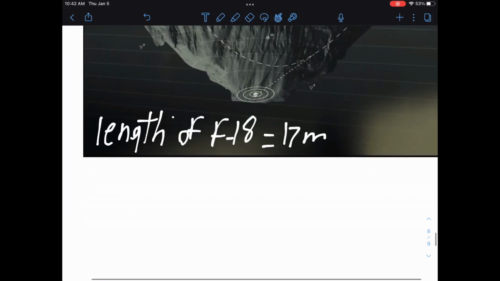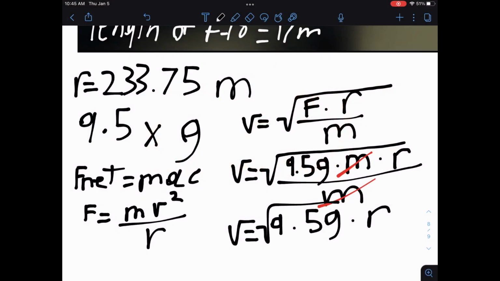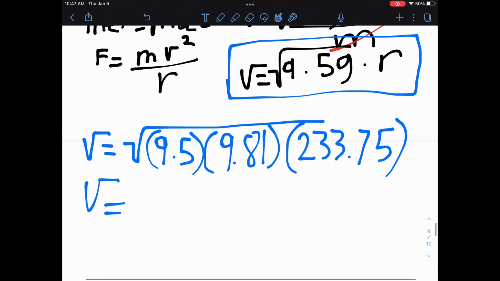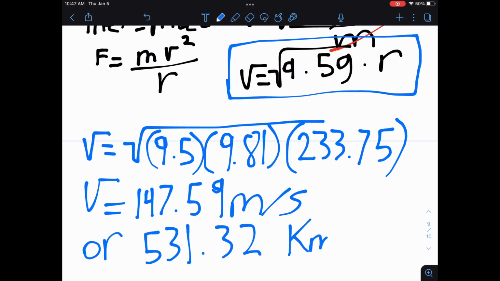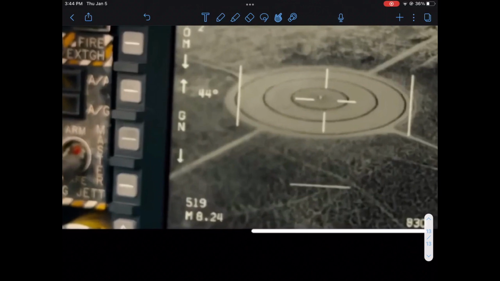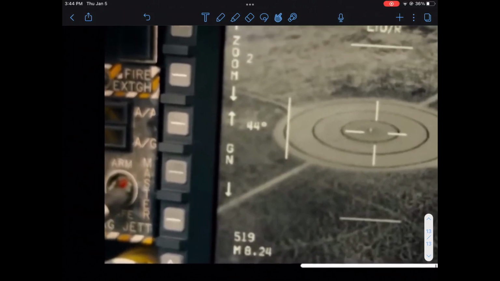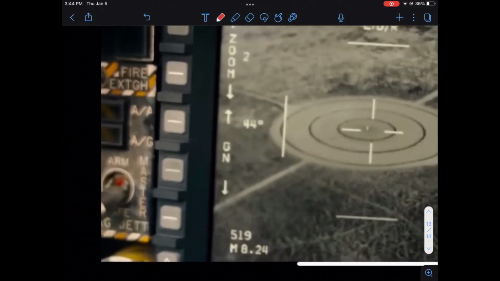Now since I have the radius and the force, which is 9.5 times the force of gravity, I can make an F-net statement and rearrange and isolate for the velocity. The final velocity comes out to be around 147.59 meters per second, or 531 kilometers an hour. In a split second of this clip, I was able to find this, which says 519. I'm not sure if this is a velocity reading, as I did extensive research on the cockpit of the F-18, but found nothing. But these two numbers are fairly similar, and this scene will be true if he is traveling at this velocity.